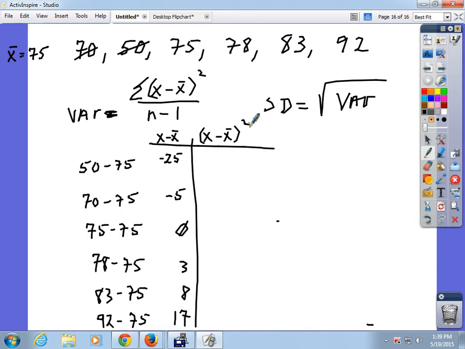25 squared is 625, I believe, isn't it? 5 squared is 25. 0 squared is 0. 3 squared is 9. 8 squared is 64. 17, let's see, 15 squared is 225. 16 squared is 256. 17 squared is 289.